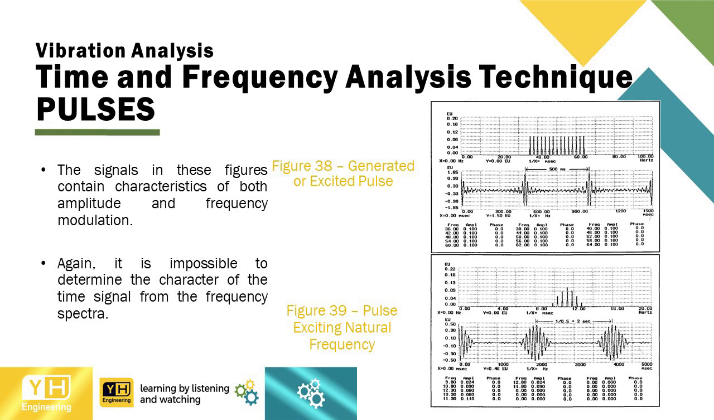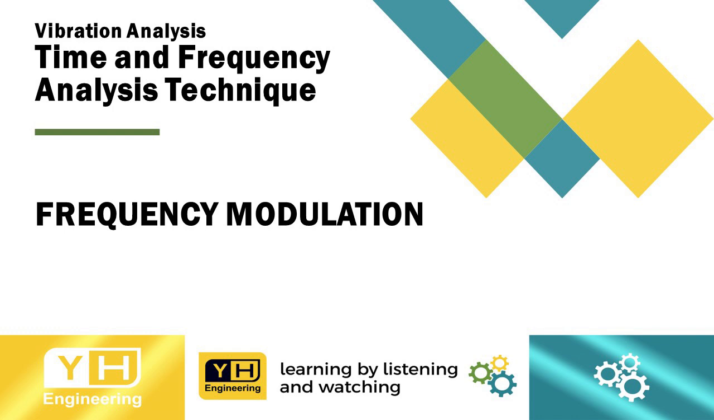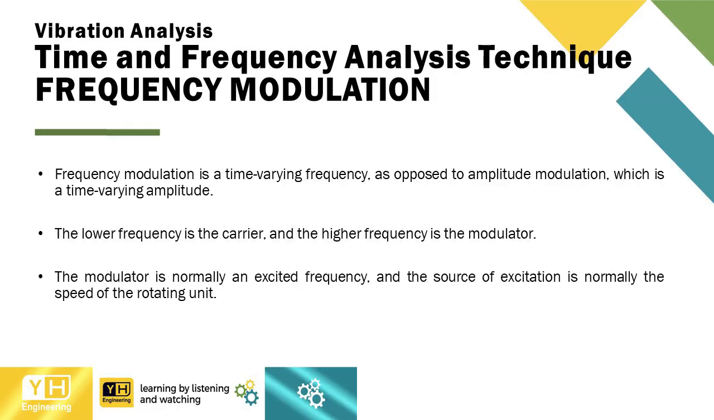The signals in these figures contain characteristics of both amplitude and frequency modulation. Again, it is impossible to determine the character of the time signal from the frequency spectra. Vibration analysis. Time and frequency analysis technique. Frequency modulation. Frequency modulation is a time-varying frequency, as opposed to amplitude modulation, which is a time-varying amplitude. The lower frequency is the carrier, and the higher frequency is the modulator. The modulator is normally an excited frequency, and the source of excitation is normally the speed of the rotating unit.